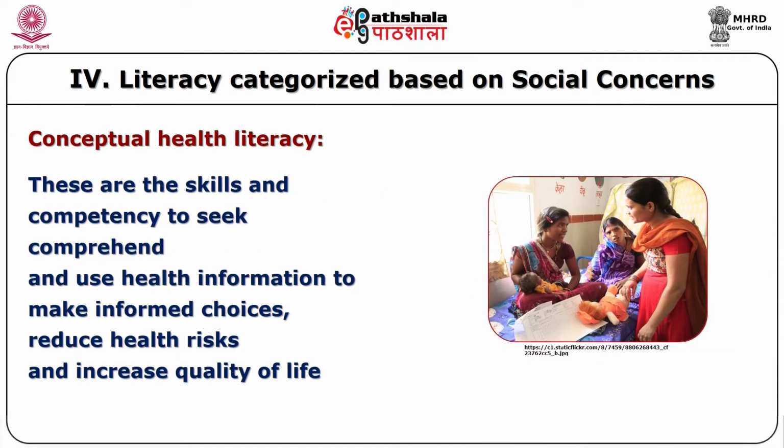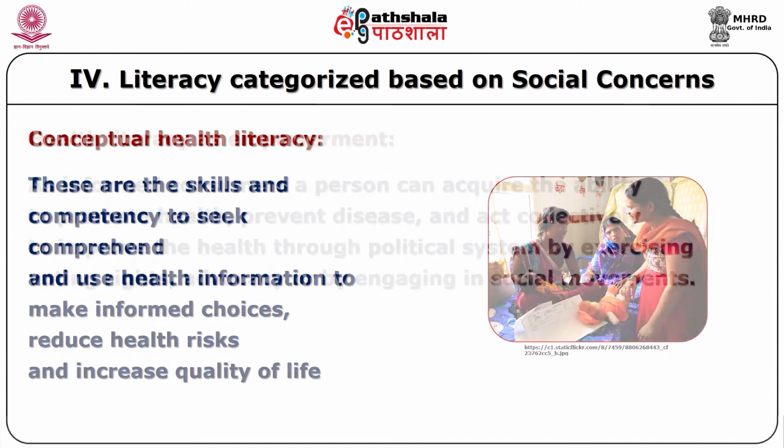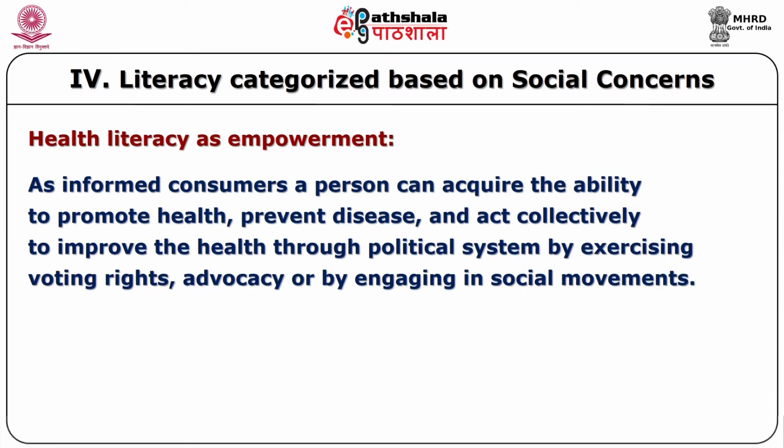Now we'll see the skills and competency to seek, comprehend, and use health information to make informed choices, reduce health risk, and increase quality of life. For that, persons who are aware about health literacy can work hard and see to it that they use their skills to promote their own health as well as their community's health. You can see in this image that the woman is given counseling service by the community people. Health literacy as empowerment: as informed consumers, a person can acquire the ability to promote health, prevent disease, and act collectively to improve health through the political system by exercising voting rights, advocacy, or by engaging in social movements.